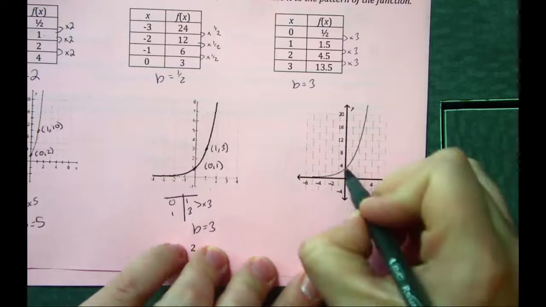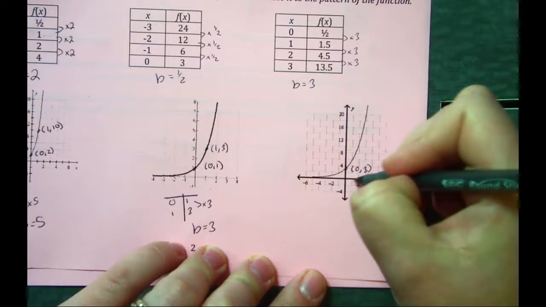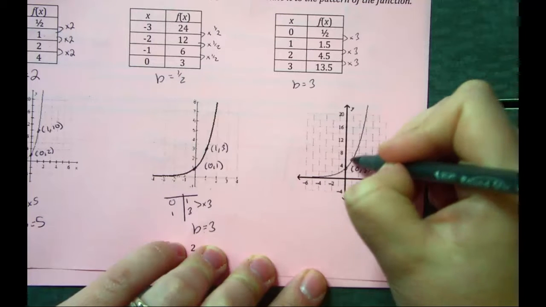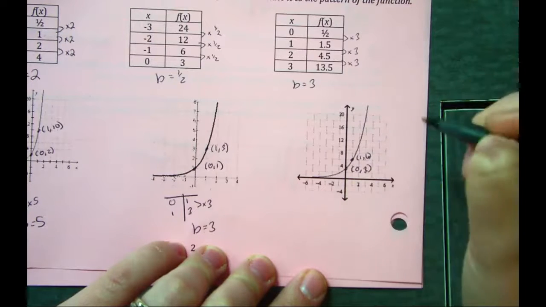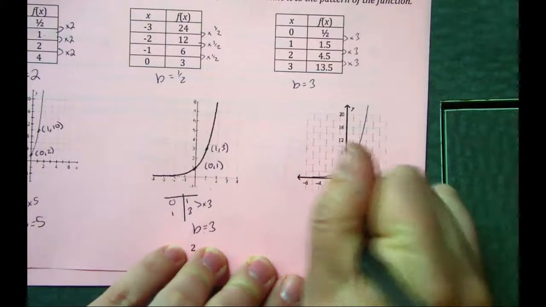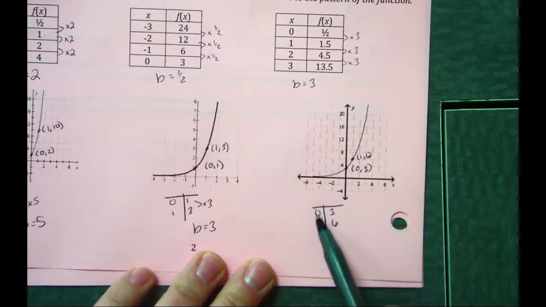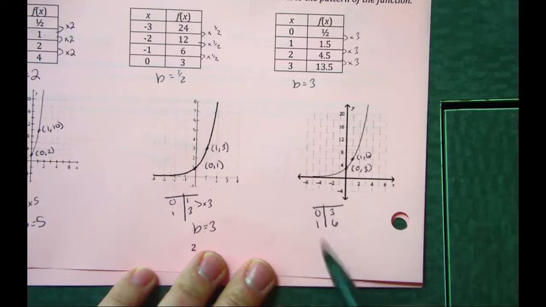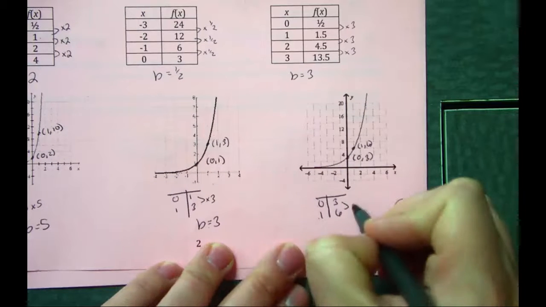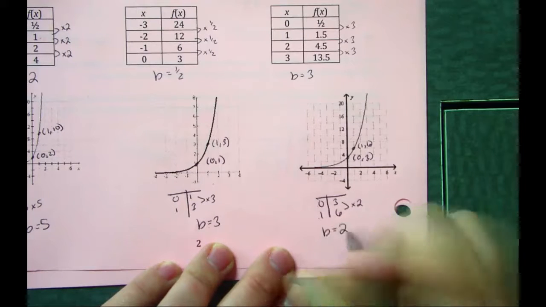Over here, I start at 0, 3. That's at 6, so 1, 6. So I have 0, 3, I have 1, 6. And notice how I always write these in order of the x coordinates. That's important because otherwise it'll screw up what the pattern is. So from 0 to 1, and then over here, it's going to be times 2 because 6 divided by 3 is 2. So b equals 2.